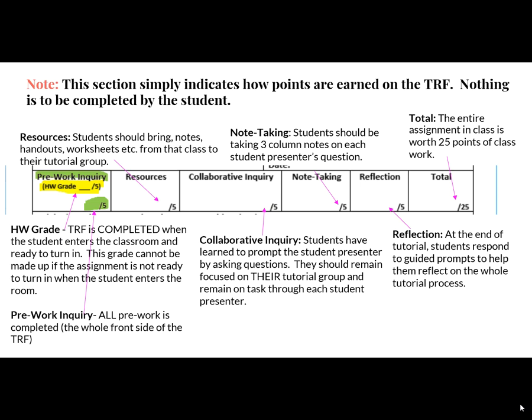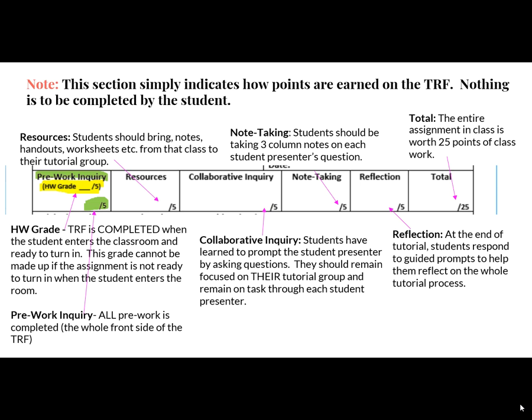Students also get a grade for collaborative inquiry. This is where they receive points for working together, staying focused in their group, but also using questions to prompt the student presenter to arriving at a solution to their problem.